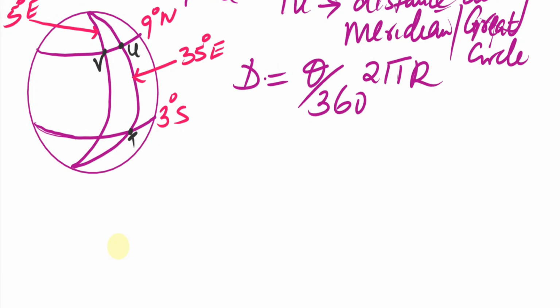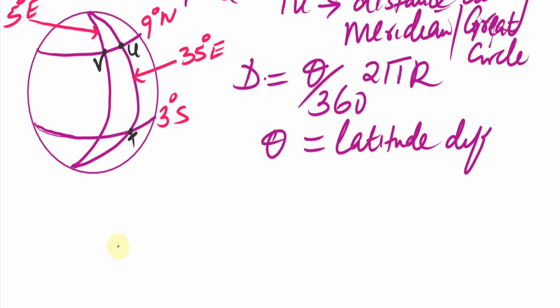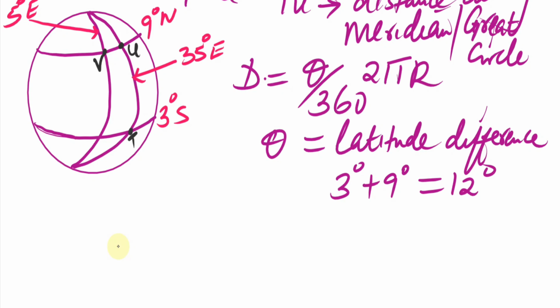In this case, we have theta. You can see T and U lie on the same meridian, so theta will be the latitude difference. One is 9 degrees north, the other one is 3 degrees south. So the difference will be 3 degrees plus 9 degrees, which gives 12 degrees. That is the latitude difference.